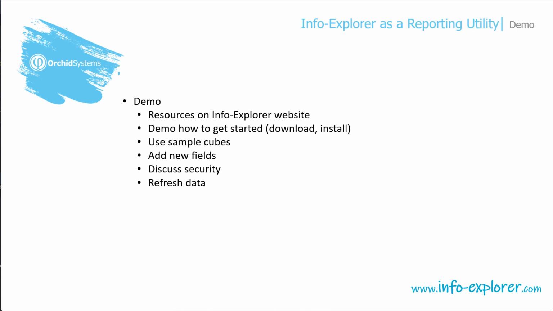This presentation will show you how Info Explorer can be used as a reporting utility, where the resources are on the Info Explorer website, how we can download the program, install it, connect to our data. We'll look at a range of the sample cubes that are available. And in the other streams, in the sales, operation and financial streams, we're going into more detail about each of the sample cubes. Here we'll cover features such as adding a formula, adding your own fields, reviewing the security, and looking at options to refresh the data.